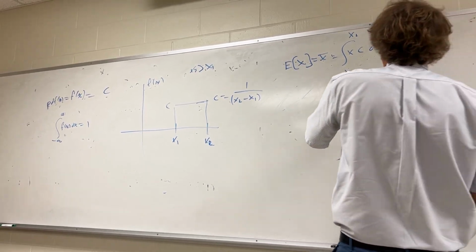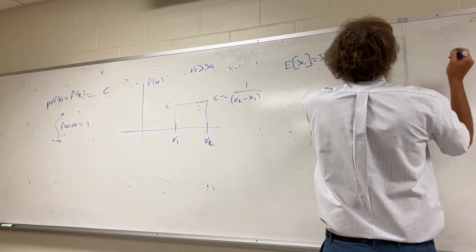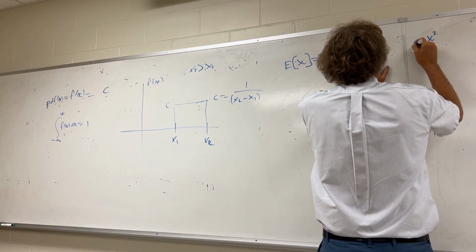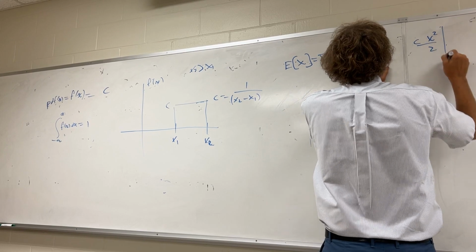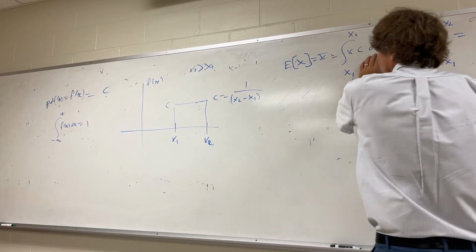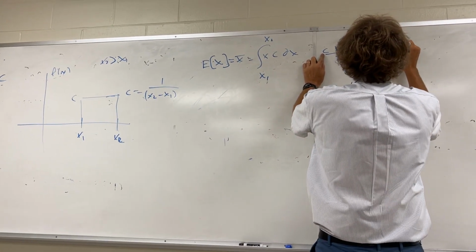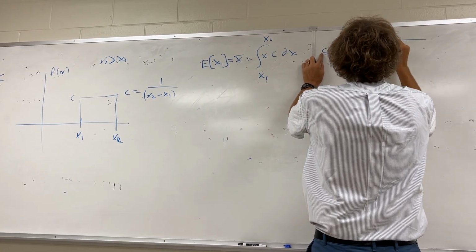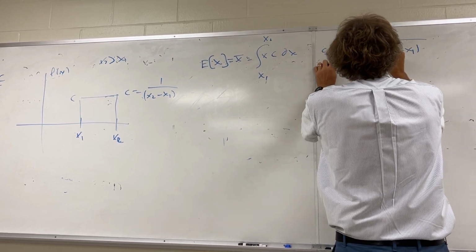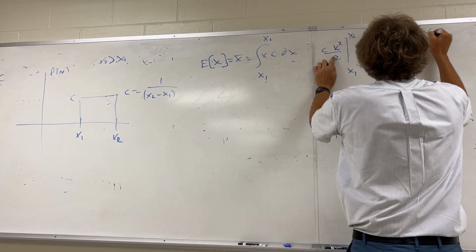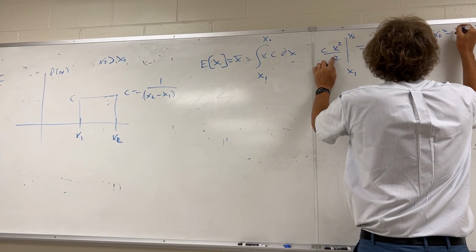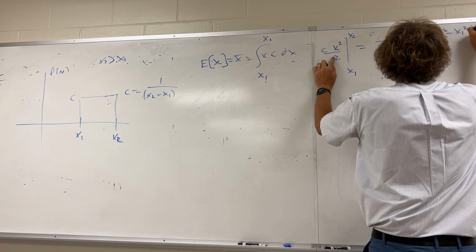So what's the integral of x dx? It's equal to x squared over 2, correct? Evaluated from x1 to x2. Now I'm going to put in the value of c here. So that's 1 over x2 minus x1. And I'll put the half here, 2. And now I have what? Upper one is x2 squared minus x1 squared. Do you agree with that?